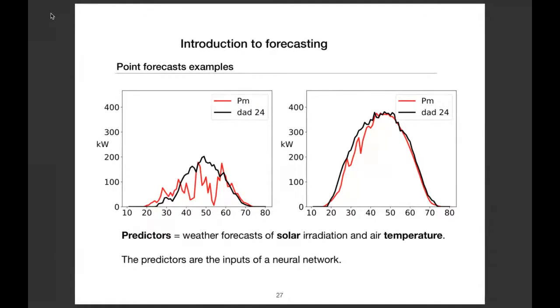So for instance, if we come back to the last example of PV generation forecast, the predictors used for the neural network here are the weather forecasts of the solar irradiation and the air temperature. They both come from the weather forecast model of the Laboratory of Climatology of Liège.